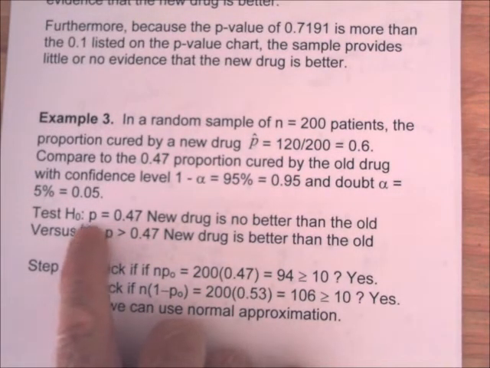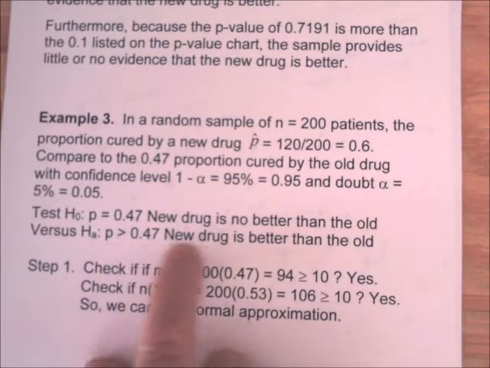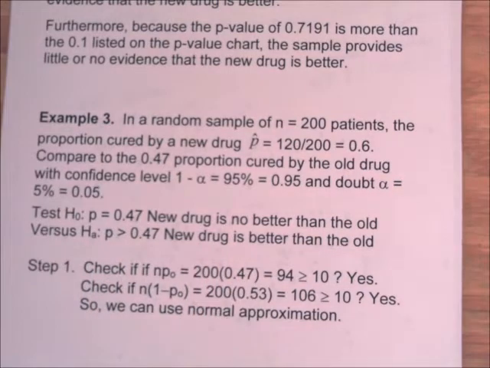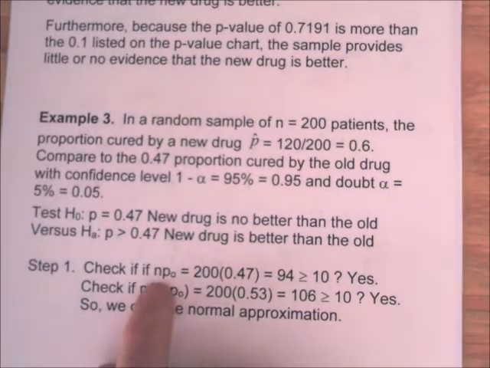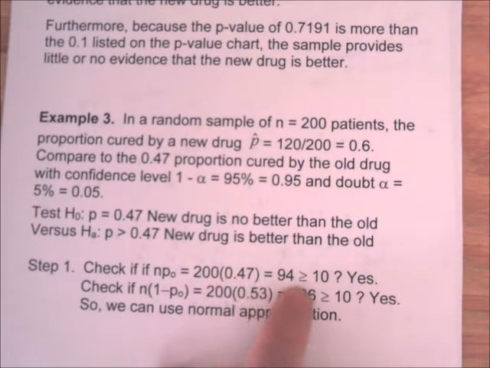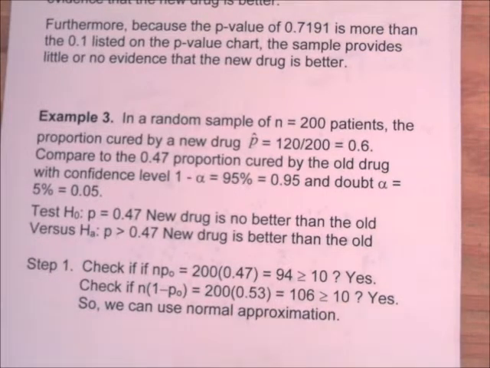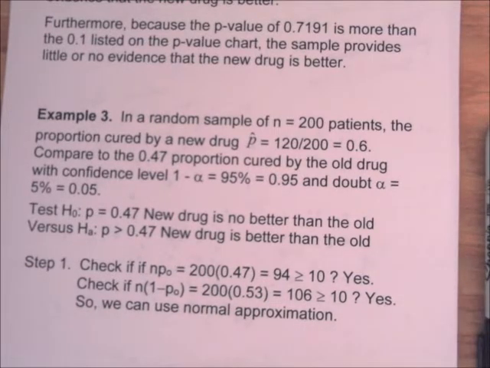Okay, so the same set of hypotheses. We're testing H naught: p equals 0.47, the new drug is no better than the old, versus HA: p is greater than 0.47, the new drug is better than the old. The first step, we want to check if n times p0 is at least 10. 200 times 0.47 is 94, that's bigger than 10, that's a yes. N times 1 minus p0, 200 times 0.53 is 106, that's also bigger than 10. So that means we can use the normal approximation. We don't need to rely on the trees. In fact, the tree would not be practical here. A tree would have probably millions of paths. Each time you add a new patient, the number of paths doubles.